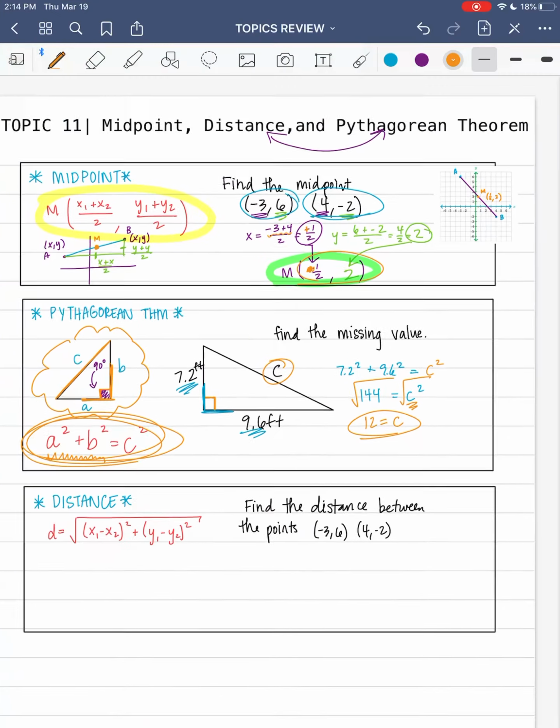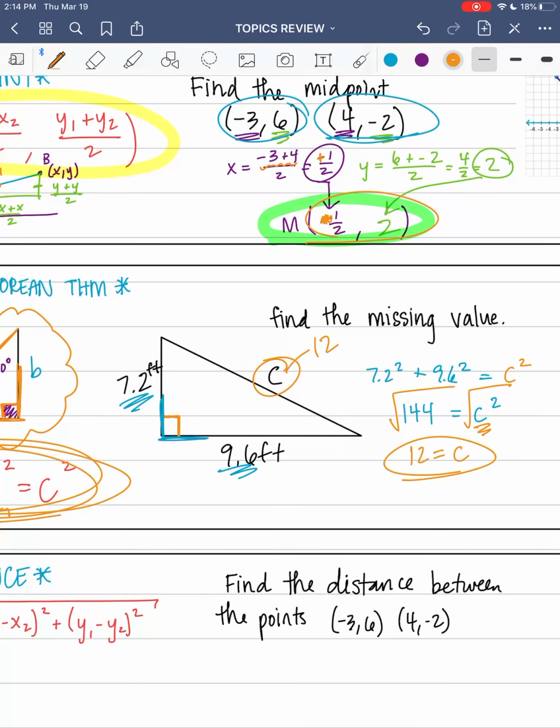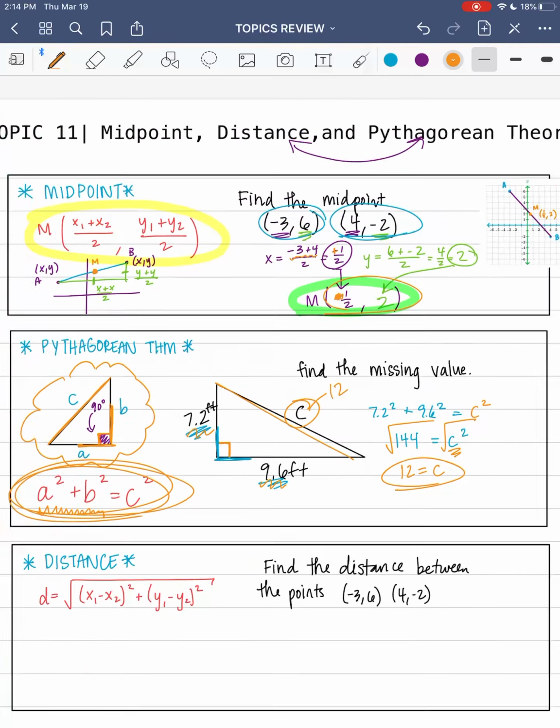There we go. Okay, so the actual dimensions for this triangle are 9.6 across, 7.2 tall, and then 12 all the way across this way, the diagonal side.